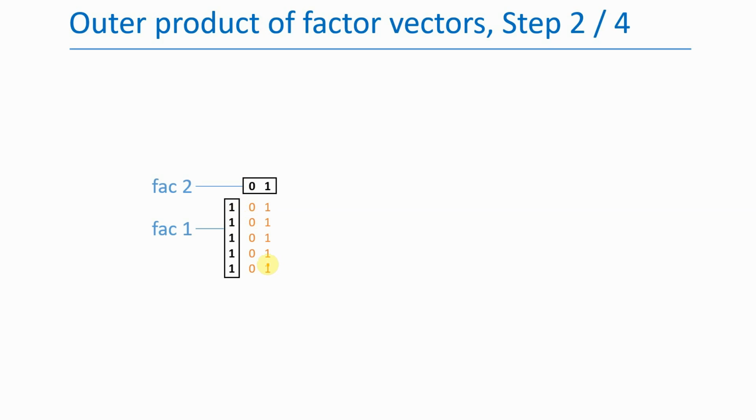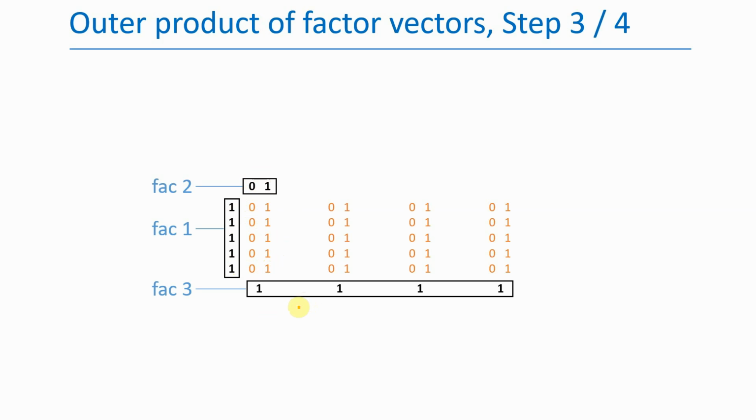This element is in the fifth row and the second column, so its factors are 1 and 1, and so the element is equal to 1 times 1, which is 1. This is how the outer product works for two factor vectors, but we can keep going by adding a third factor. This gives us a three-dimensional array, and while it's impractical to draw them as three-dimensional, you can picture these as 4 levels stacked on top of one another.